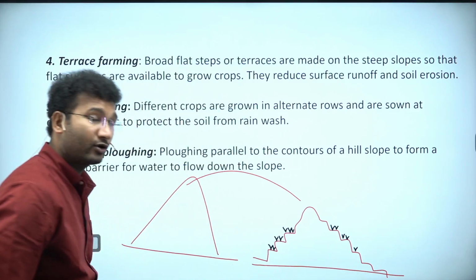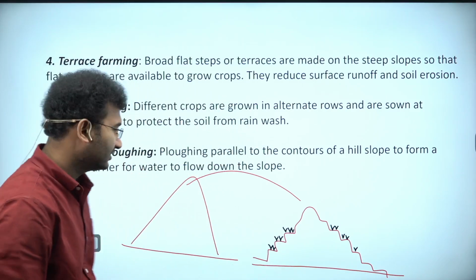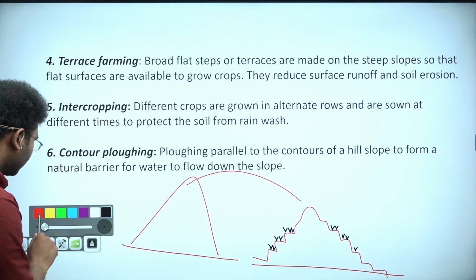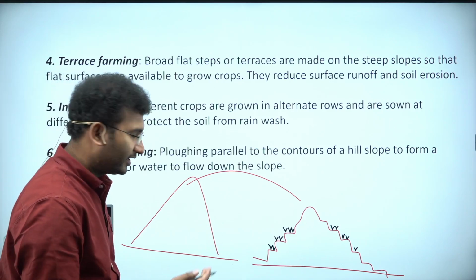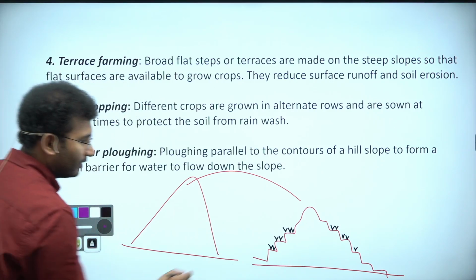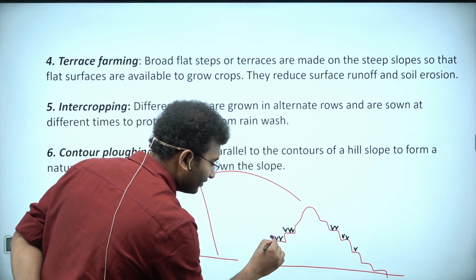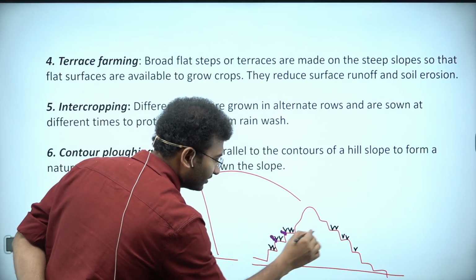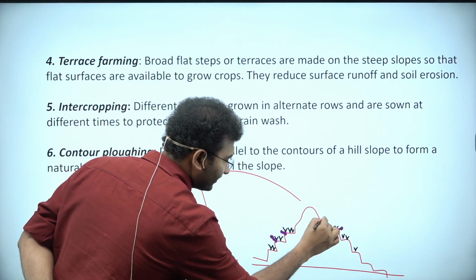But what do you mean by contour bunding? Contour bunding means you conserve the soil by placing some rocks here. You'll put some rocks here, here and here.